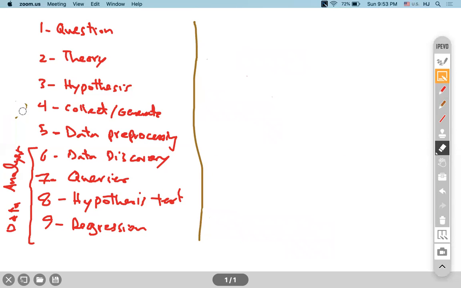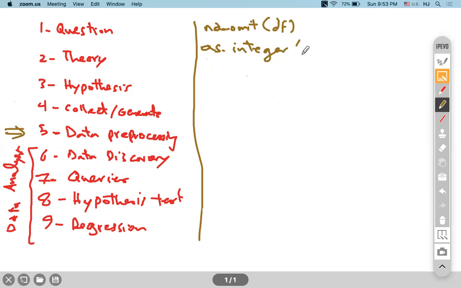The next step is data pre-processing. In this step, we have different statements which we can use from R as well. With data pre-processing, you can use na.omit, so you can remove NA values from your data frame. Sometimes maybe you want to convert one of the columns to be an integer. You can get that column and convert it, whatever the column is, which could be X or Y, the first name, the last name, it could be any value.